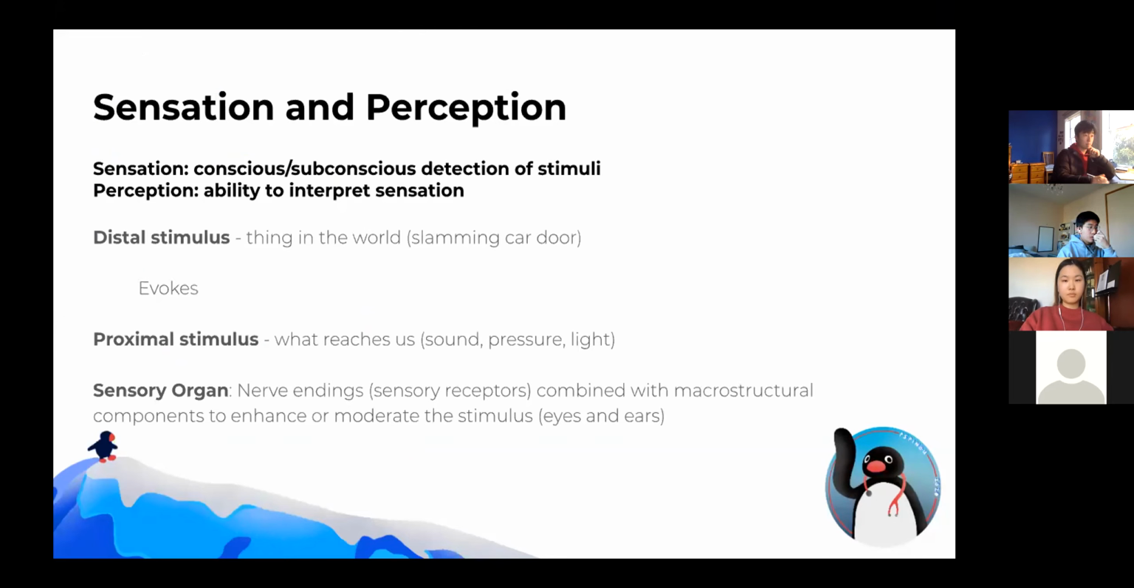So basically, you need to know what's a distal stimulus. A distal stimulus is anything in the world, like any noise or sound or thing in the world. And proximal stimulus is whatever travels to your body and reaches us, like light, pressure, sound. In your body you have a sensory organ, which are nerve endings which can moderate the stimulus and detect it as well.